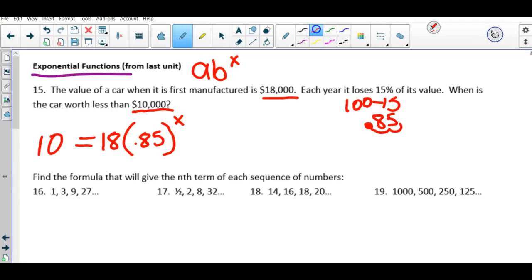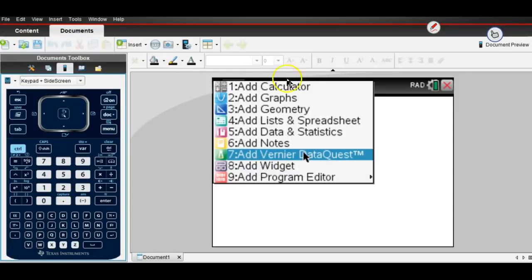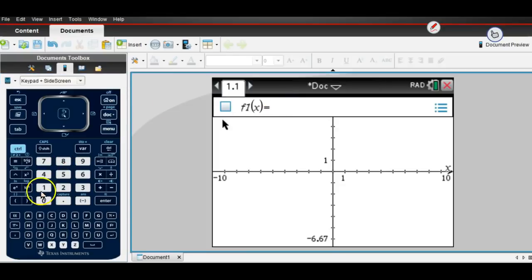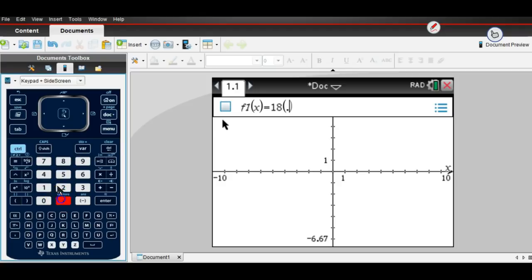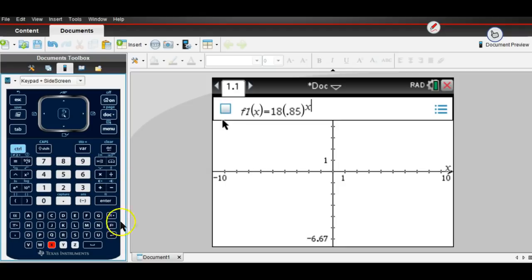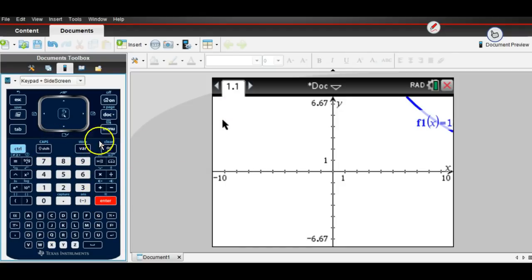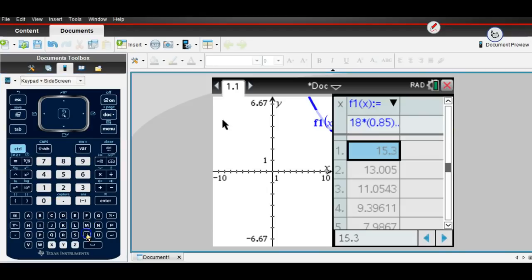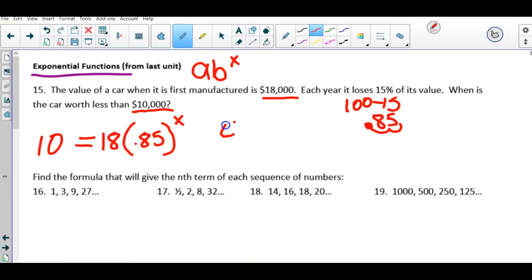So we have a calculator for this. We're going to go to a graph. 18 times 0.85 to the power of x. I need the graph. No, I don't need the graph. I need the table. Control T, and then just go until it's worth 10,000. And it looks like year 4, 9.3 thousand, which is when it drops below 10. So 4 years.